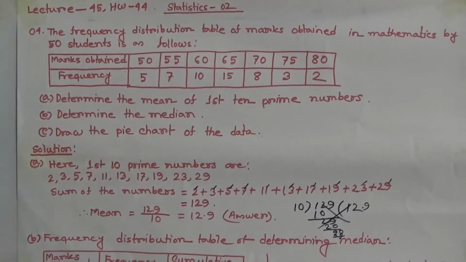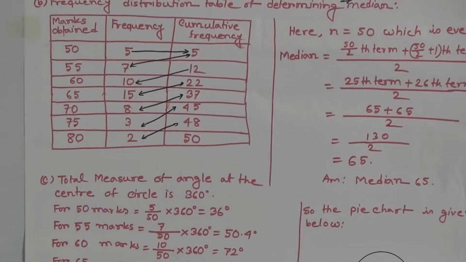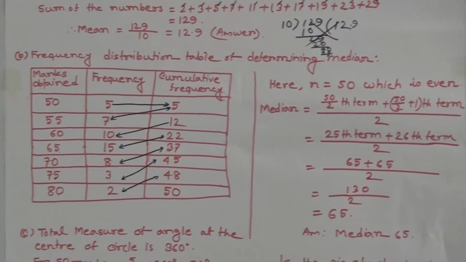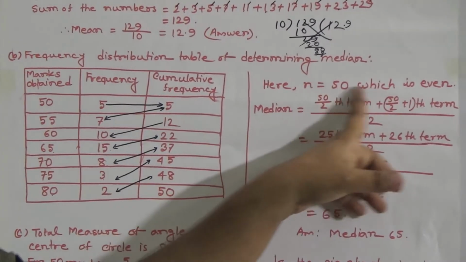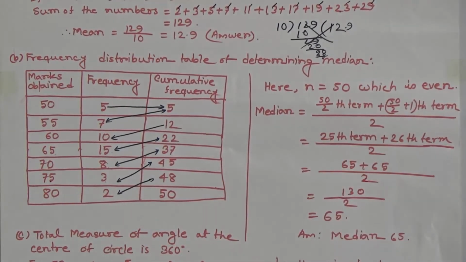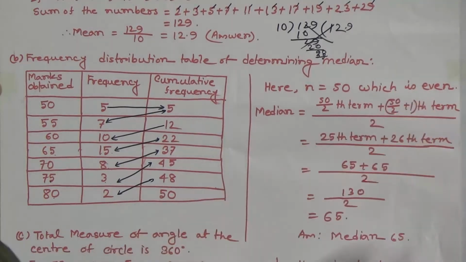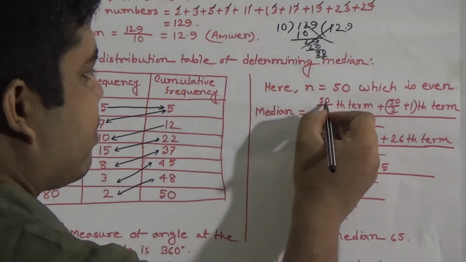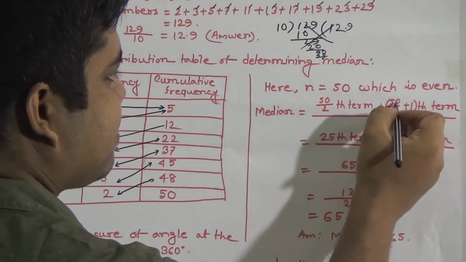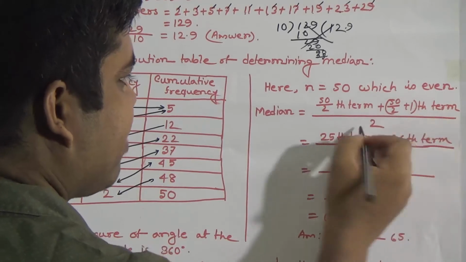Okay. So dear students, here now we find out the median. Here n equal to 50. Is 50 an even number or an odd number? It must be an even number. As it is an even number, which formula is applicable here? Median equal to the n by 2 term plus the n by 2 plus 1 term, divided by 2. Notice here n equal to 50. So 50 divided by 2 term plus 50 divided by 2 plus 1 term, divided by 2.